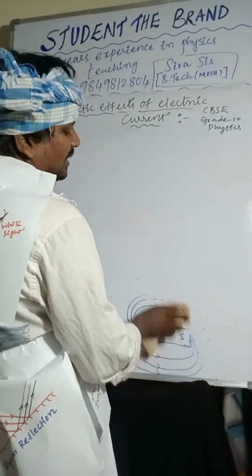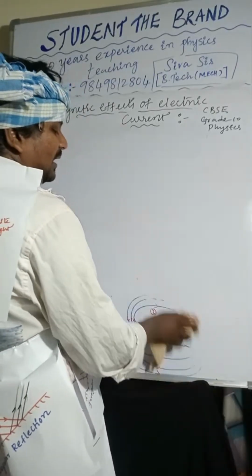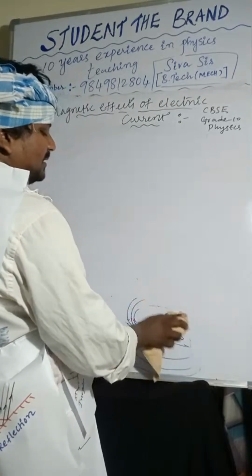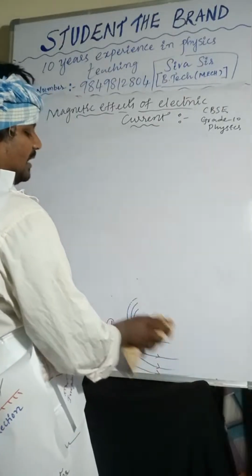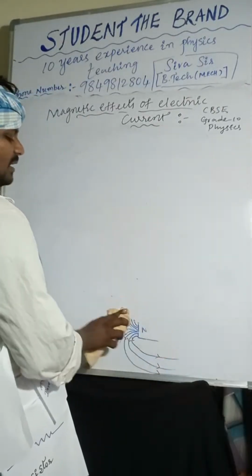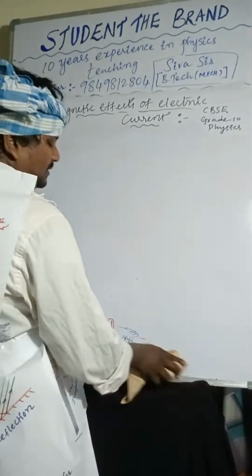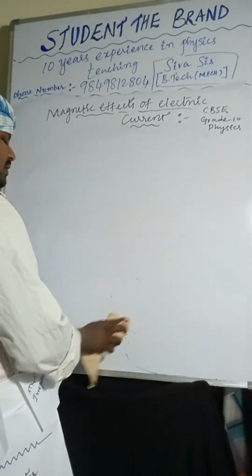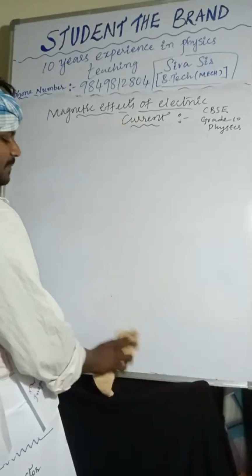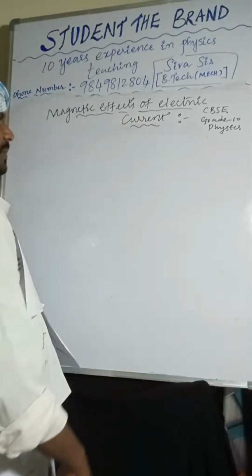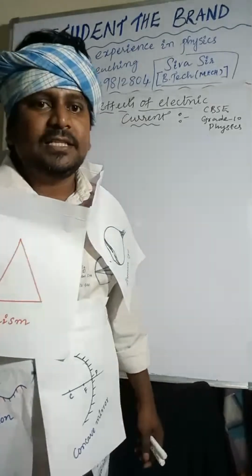Suddenly he discovered that when a compass is placed nearby a current carrying conductor, it gets deflected. Deflection is shown. So once again, a compass is placed.